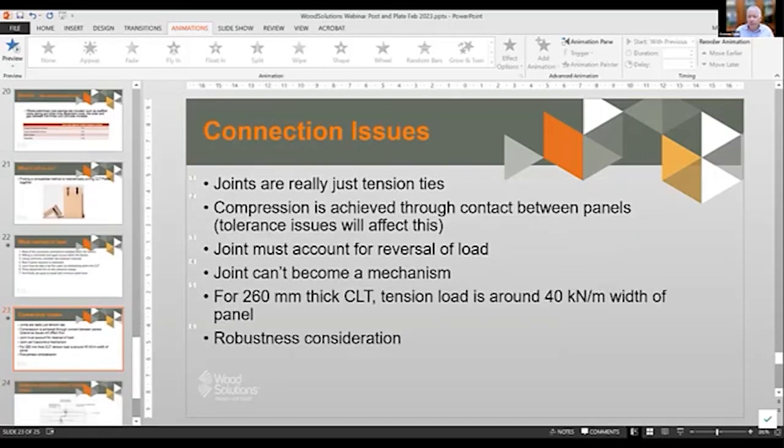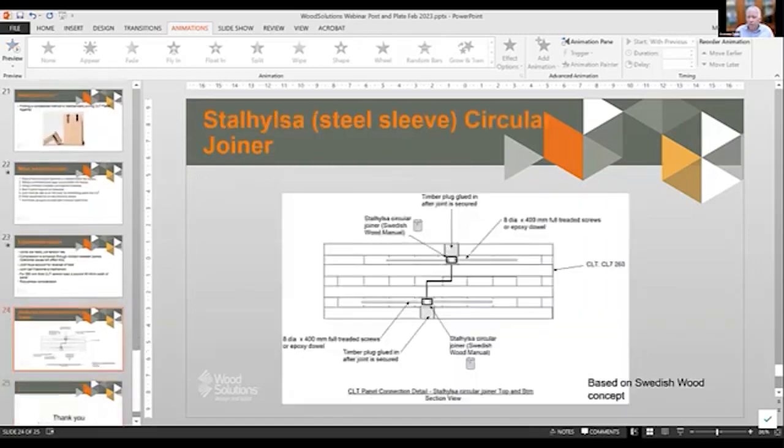So the last slide is just a couple of things. The connector system is really a tension tie, but we also found that the tolerances meant that we weren't getting intimate contact between the compression faces of the connections. So we need some more thought with that. And overall, the robustness consideration must be used. We did use this system in the calculation and design, which is basically a steel sleeve system, a circular hollow section joiner, which we just copied off a Swedish wood concept, which has been around for about 10 years. We looked at about two dozen different systems. We ended up with this one, which has been hanging around for a long time.